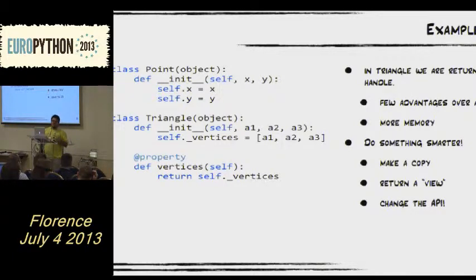This is a bit better, because we don't have to make a copy unless we really need it, okay? And we'll see a trick to do that with NumPy in some slides. Third possibility is probably change the API. So this is very general, okay?